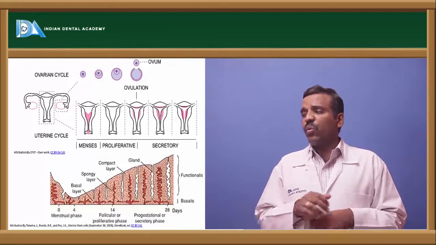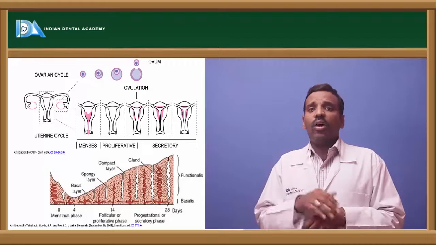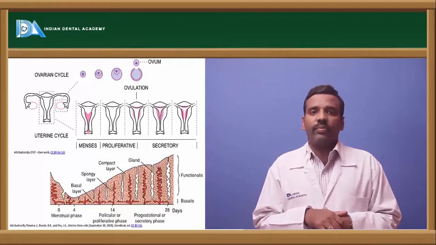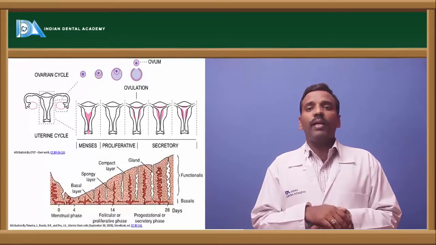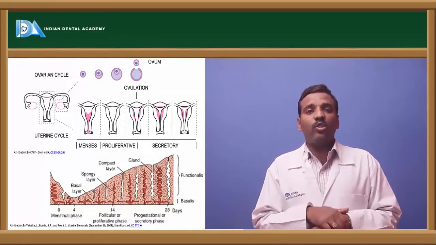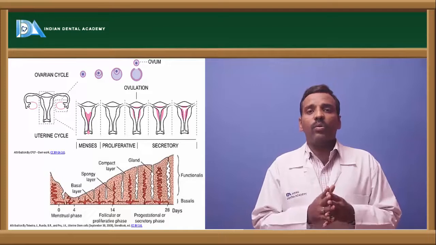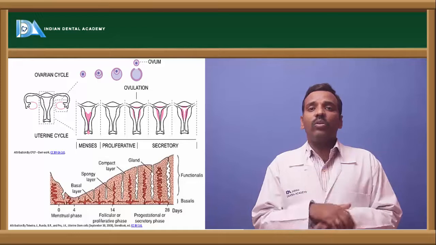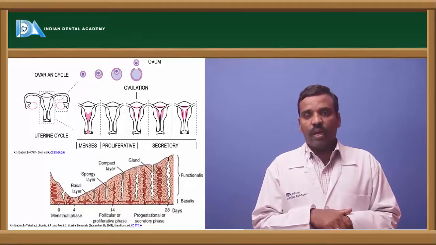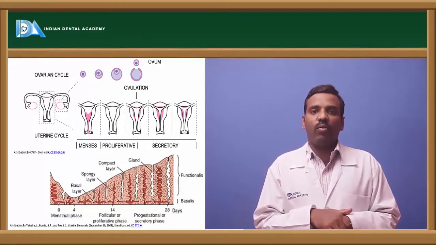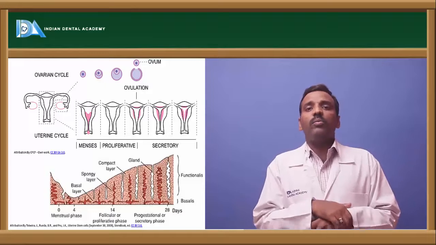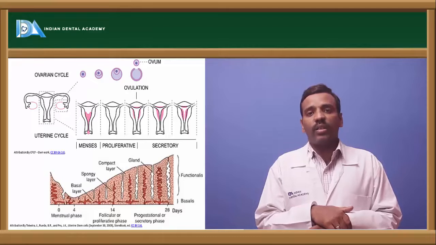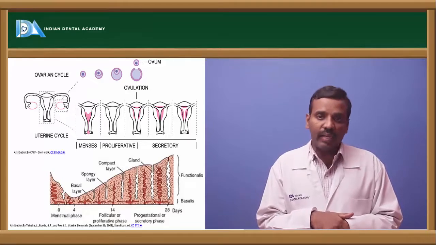Okay, on days 0 to 4 there is rupturing of the endometrium of the uterus, and then bleeding occurs. The normal blood loss during this menstrual phase, days 1 to 4, is about 30 to 100 ml. On average about 50 ml of blood is lost due to the rupturing of the endometrial layer. There is also rupturing of the blood vessels, so that bleeding occurs.